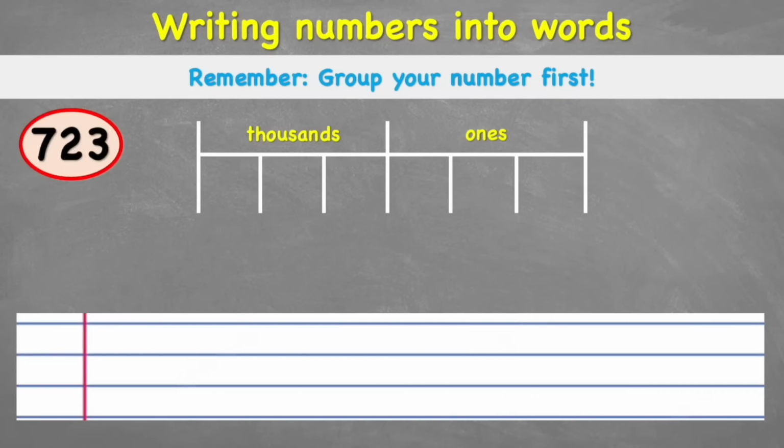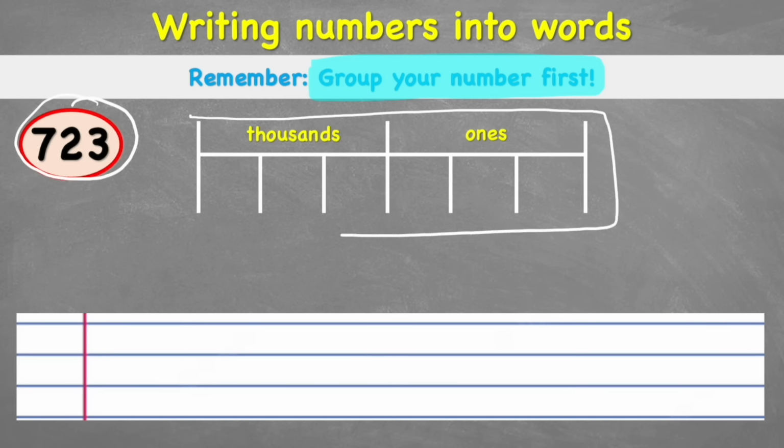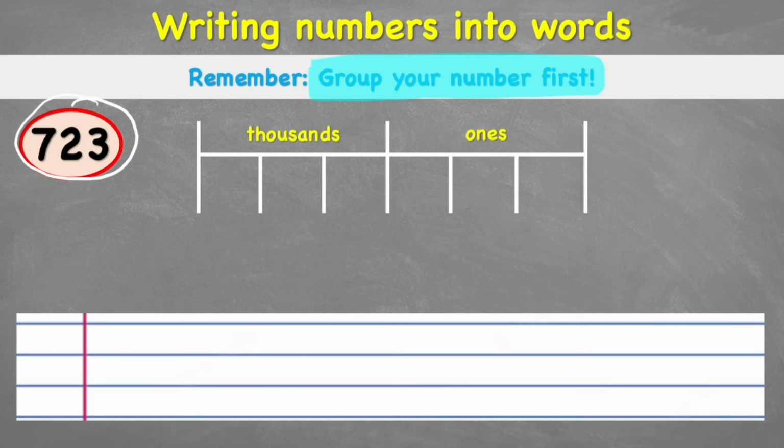Okay, so what we're going to remember today is that we're going to group our numbers first. So let's have a think about what that means with our first example, 723. So the first thing I'm going to try and do is group my numbers. So I can see that I have a 6 block place value chart here, where I have 1, 2, 3, 4, 5, and 6 available slots. But we of course only need 3. This is a 3-digit number.